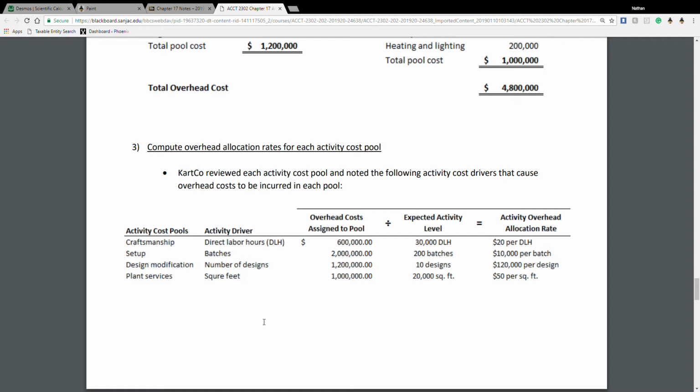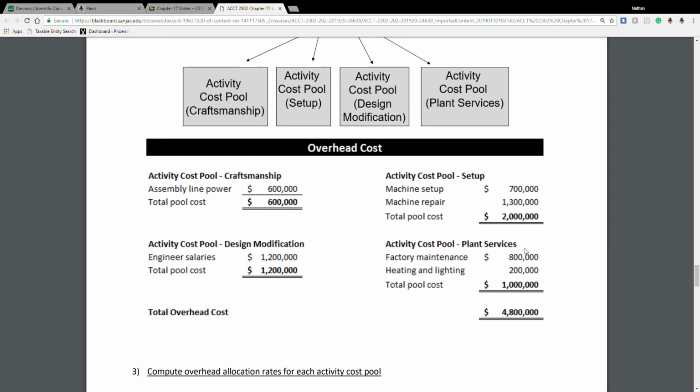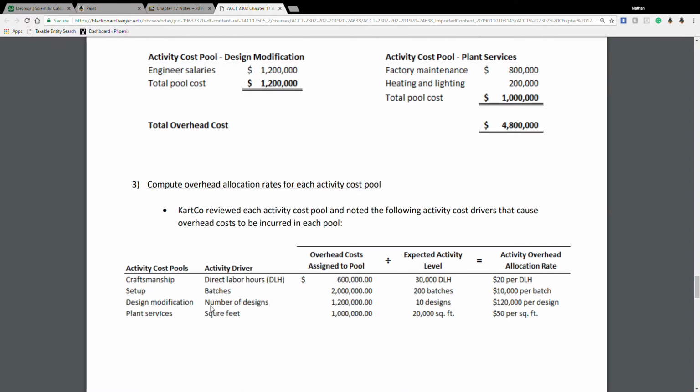is going to compute the overhead rate for each activity pool. So now we have our cost pools. We have craftsmanship, setup, design, plant services. We know the costs related to them by separating out our main activities into their cost pools. And now we're going to take these cost pools and divide it by its activity driver. Here, you see the drivers that we're going to use. Craftsmanship is using direct labor hours, setup is using batches, design mods are using number of designs, and plant services is using square feet.